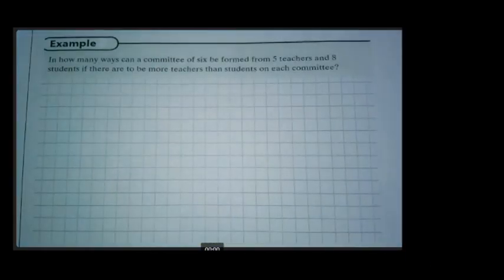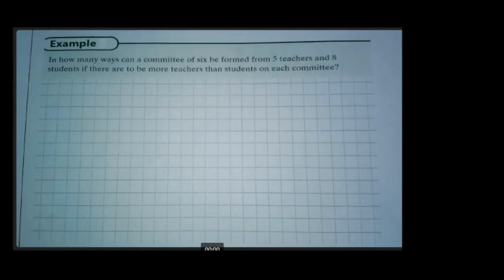Okay, let's have a look at this question. In how many ways can a committee of 6 be formed from 5 teachers and 8 students if there are to be more teachers than students on each committee? Right, so we haven't got a clear instruction here, and there are a couple of things that are going to satisfy there being more teachers than students on each committee.